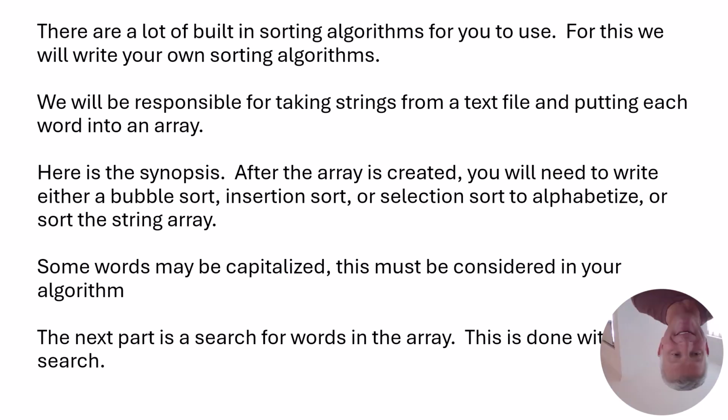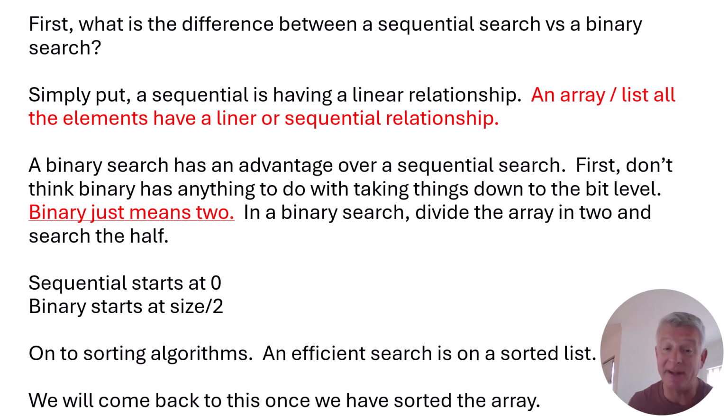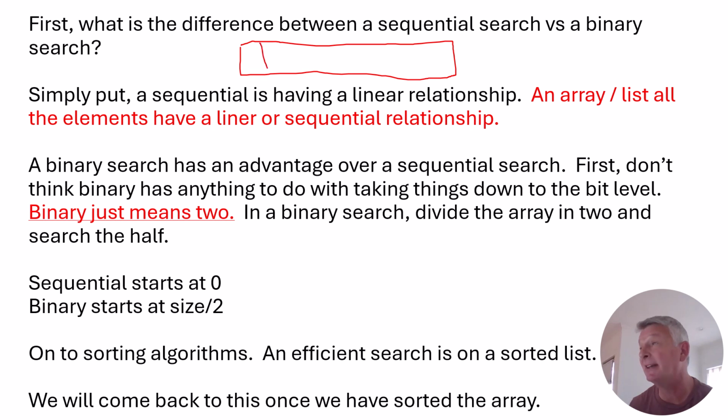Let's get going. What's the difference between a sequential versus a binary search? This is something we need to know. Simply put, a sequential search has a linear relationship. In an array or list, all the elements have a linear or sequential relationship. That shouldn't be too hard for us to get a hold of in our head. If I have an array, now again, these are abstract data types, so the array, well, I guess it is, because it's a continuous block of memory in C++.